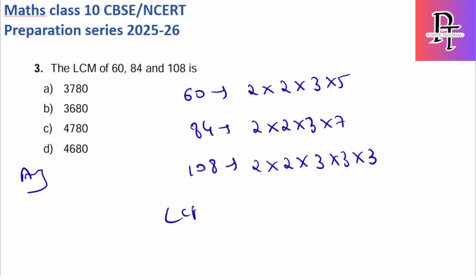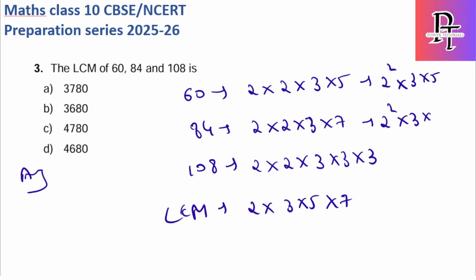So what about LCM? I told you first write all the prime factors. The prime factors are one is 2, other is 3, other is 5, last is 7. So for LCM, let's write in this form: 2 square into 3 into 5, 2 square into 3 into 7, and 2 square into 3 cube. So what is the highest power of 2? Highest power of 2 is 2. Highest power of 3 is 3, since here we have 3 cube. Highest power of 5 is 1. Highest power of 7 is also 1. So the answer is 4 into 27 into 35.